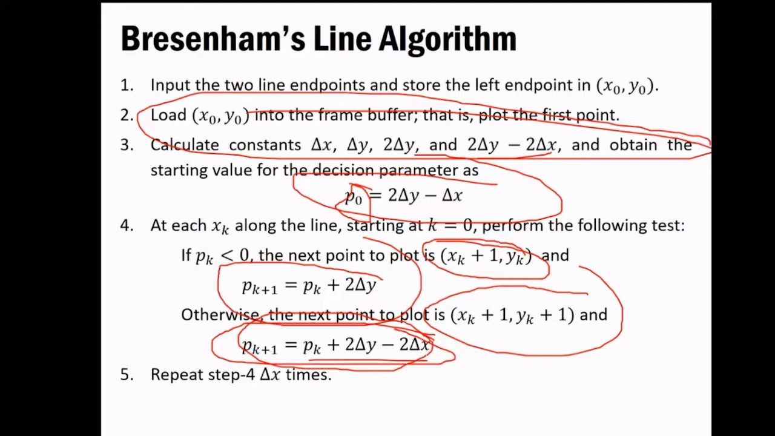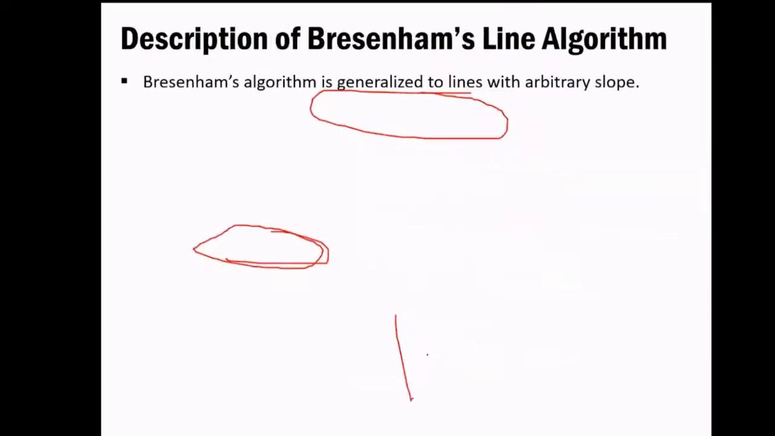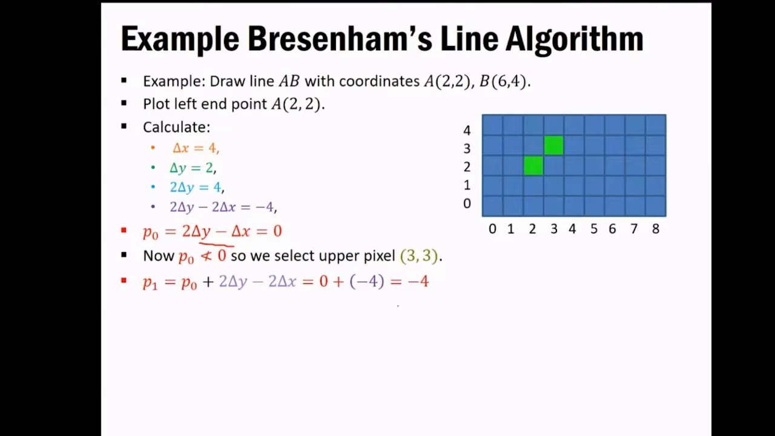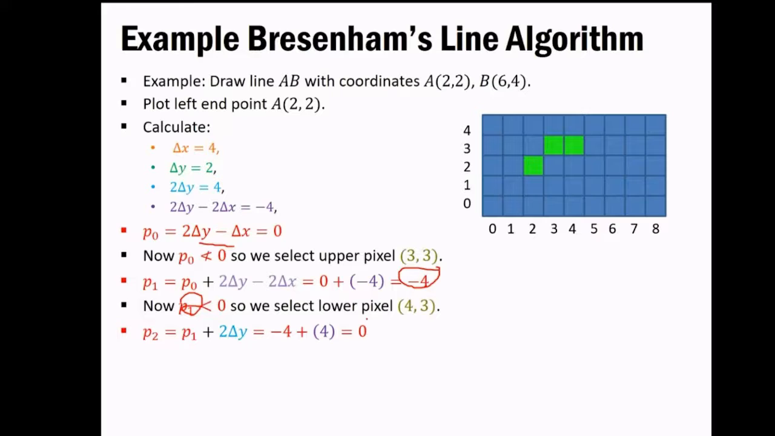Based on this, you have to again check the condition for the newly available decision parameter. The new decision parameter has the value -4. Now again you have to check the condition for P1, that is the decision parameter. The decision parameter is less than 0. If it is less than 0, then you have to select the lower pixel. In this case our value would be P1 plus 2 delta y. We just have to substitute the values and check the new decision parameter.